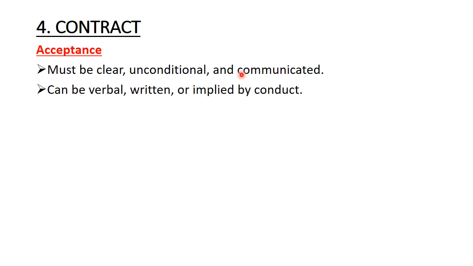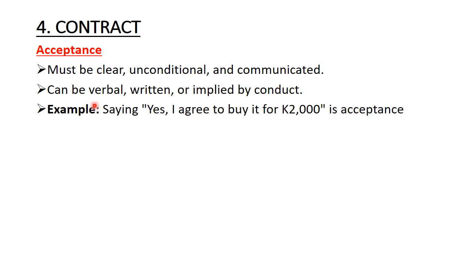So the acceptance can be verbal, meaning that you can speak, you can tell the person. It can be written. Written is always better, or implied by conduct. Verbal ones are difficult because someone can say, no, I don't remember this one saying this. Then it becomes difficult. So an example is saying yes, I agree to buy it for 2,000 kwacha. That is an acceptance.